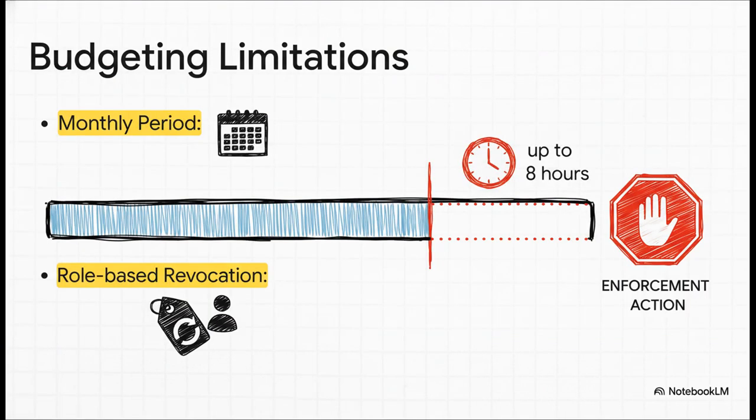Now, this is a really important heads up. You need to know how the system works. As you can see here, there's a bit of a delay, a latency in the system. It can take up to 8 hours for that budget enforcement to actually kick in. So what does that mean for you? It means you have to plan your alerts and your thresholds carefully. You want to give yourself a nice buffer so you can react before you blow past your hard spending limit.